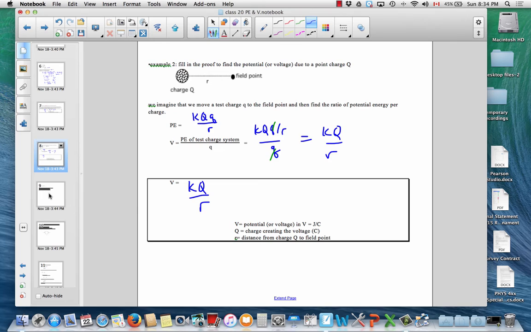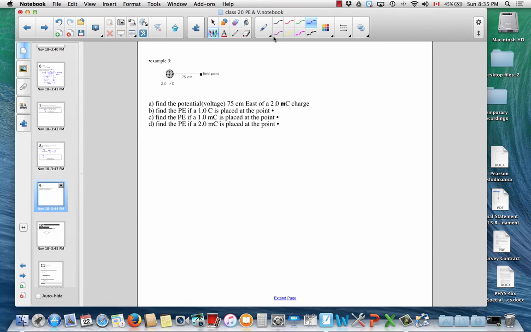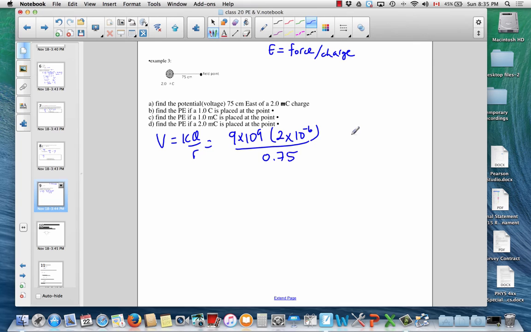So let's go back to that example. Now, we said that electric field, remember, was a force field. It tells you how much force you get if you put a coulomb there. We're saying that voltage is similar, except it's an energy field. It tells you how much energy you have if you put a coulomb there. So here we've got our 2 microcoulomb, kq over r. It's the same one as before, the previous example. So it's still 2 microcoulombs, and we're still the same 75 centimeter distance away.